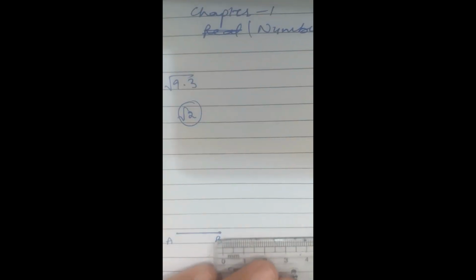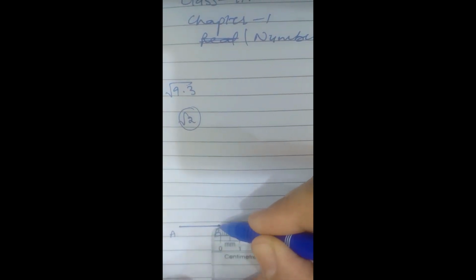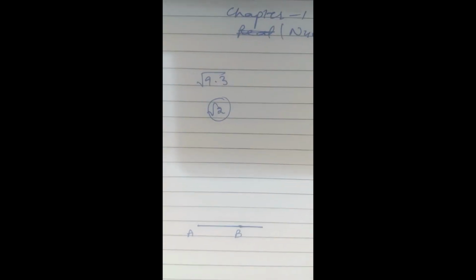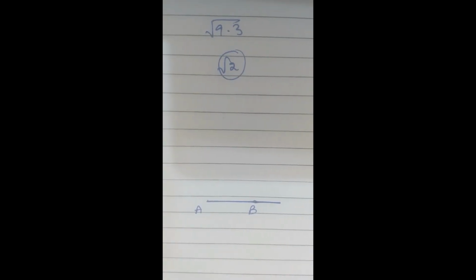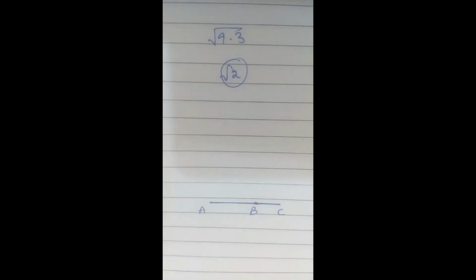Then you have to extend 1 centimeter. This is the general method I am teaching you for all. It may be root 9.3, it may be root 2, it may be root 10, it may be root 11. But you will not use this in case you have to prepare the spiral. You have to use this in case you have to represent any irrational number on the number line. So this end I am going to make as C.